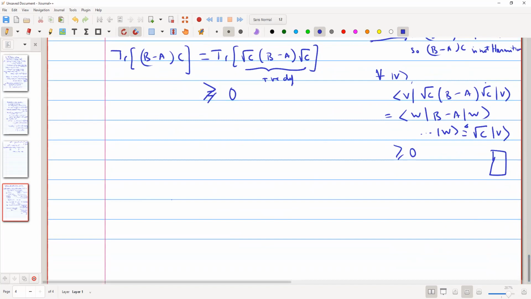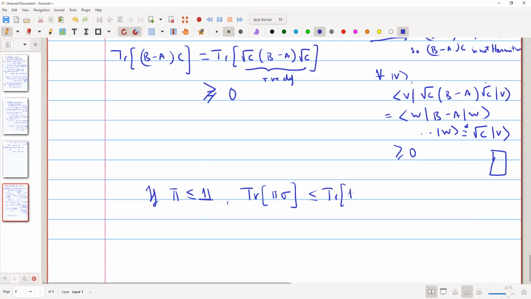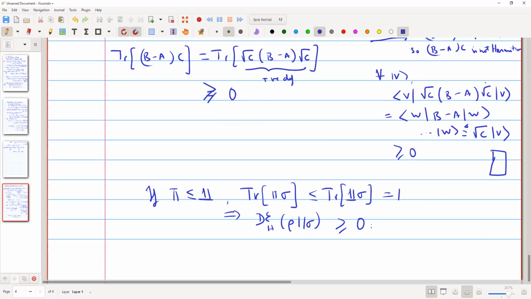Yeah. So I mean, if pi is less than identity, the trace of pi sigma is less than trace of sigma. So this implies that, so yeah, all this was done to show that the smooth hypothesis testing relative entropy is always non-negative.